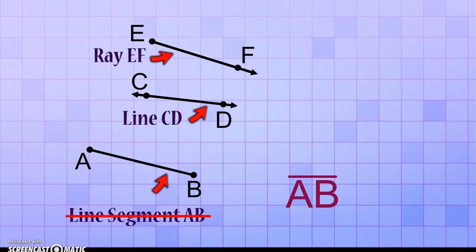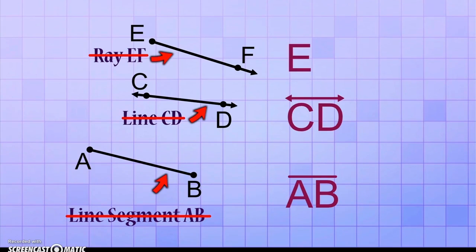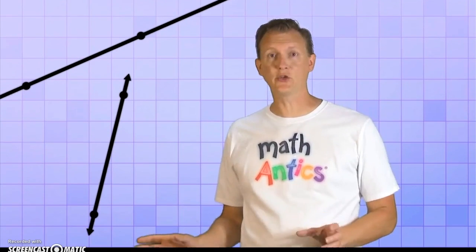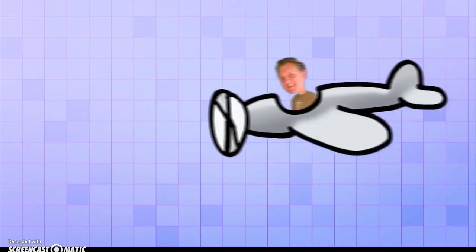And instead of writing line CD, you can write CD with a double arrow line over them, like this. And finally, instead of writing ray EF, you can just write EF with a single arrow line over them, like so. Okay, so now you know about points, and you know that you can form a line between any 2 points. The next thing we're going to learn about is planes.